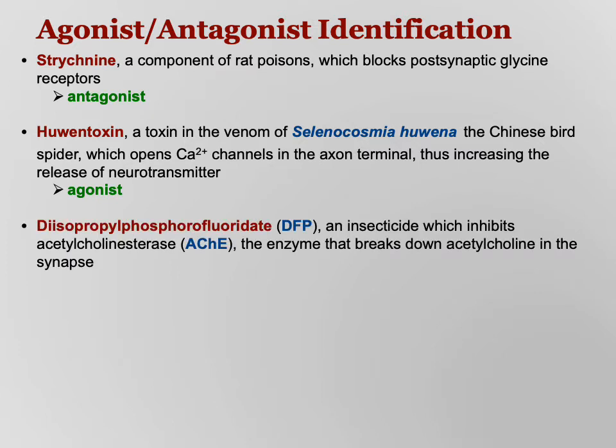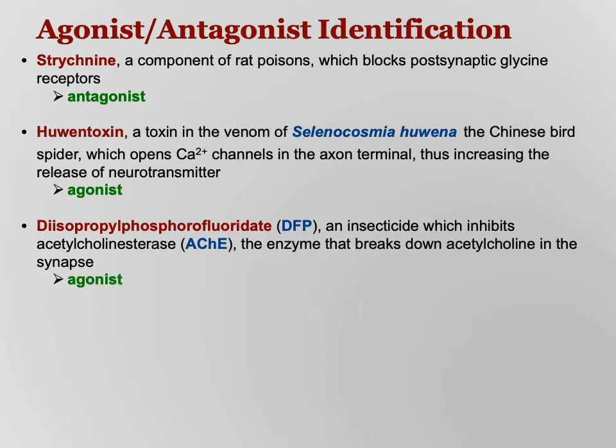Okay, diisopropyl phosphorofluoridate, DFP, an insecticide that inhibits acetylcholinesterase, AChE, the enzyme that breaks down acetylcholine in the synapse. So here we have an insecticide, and what it does is it blocks acetylcholinesterase. So is this going to be an agonist or an antagonist? Be careful. It's an agonist.